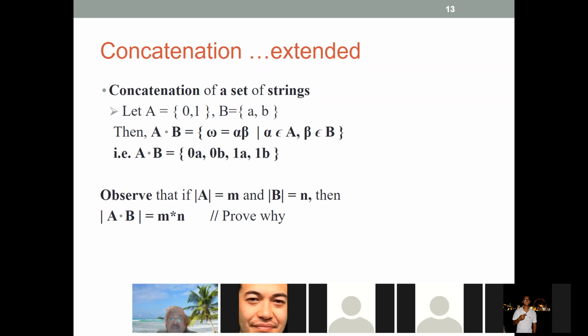And again, if the length of the string in A is M, and the length of B is N, then the length of A circle B equals M times N.